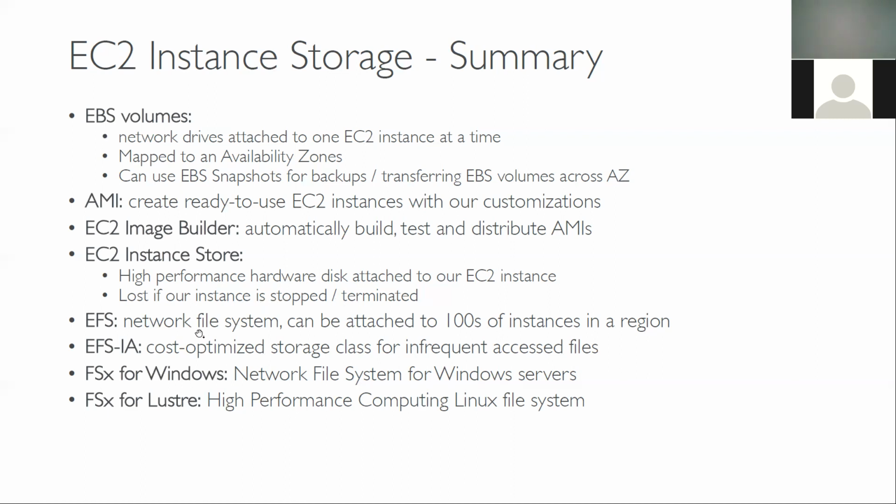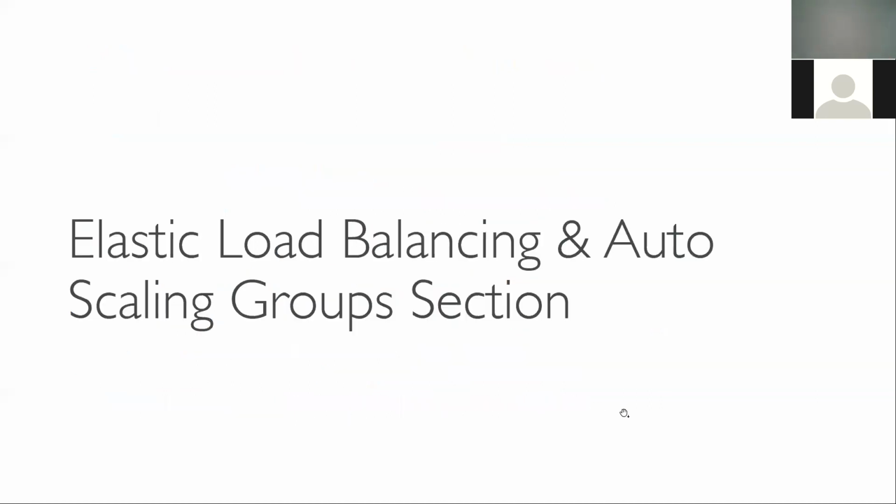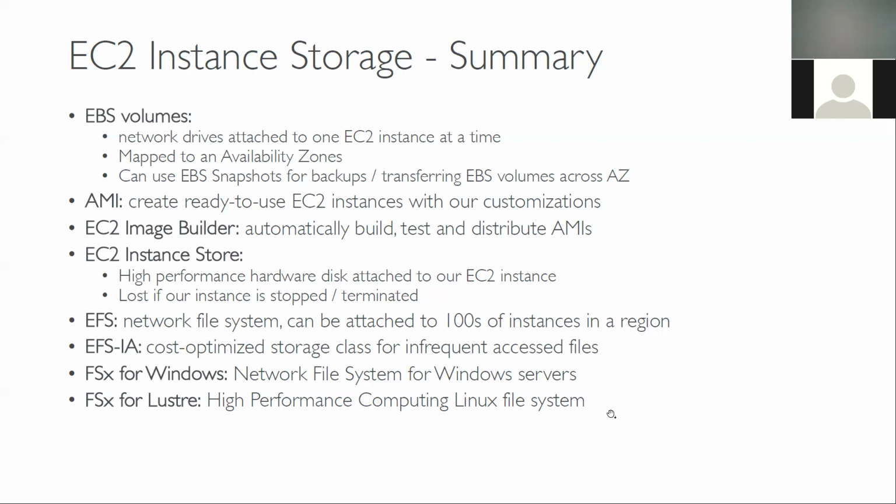Then EFS is a network file system that can be attached across different AZs. Infrequent access is cost optimized and cheaper if you access the files less than once in 60 days. To address Windows drives, there's FSx for Windows, and Lustre for Linux clusters and high-performance servers. Okay, any questions about EC2 instance storage? None. Okay, so I'll ask the questions.